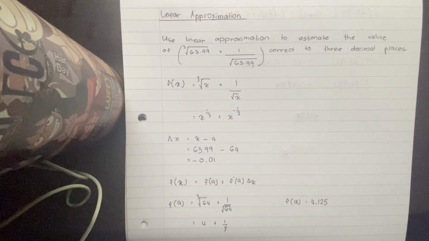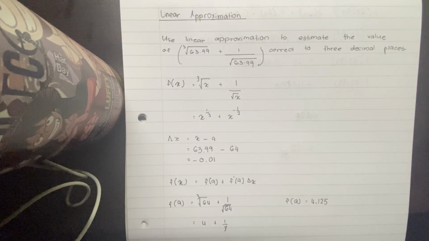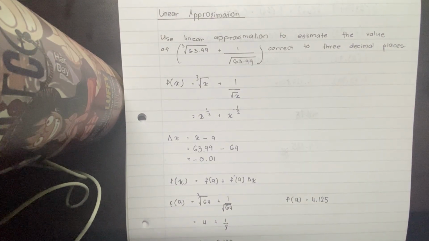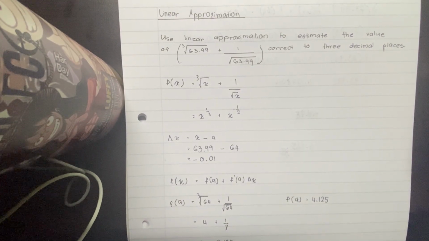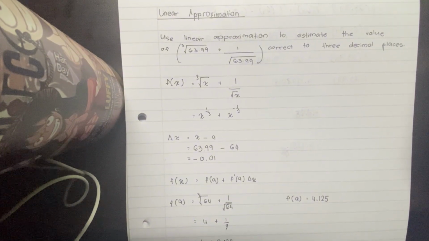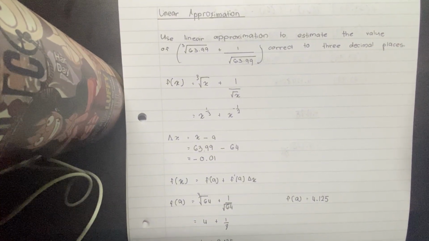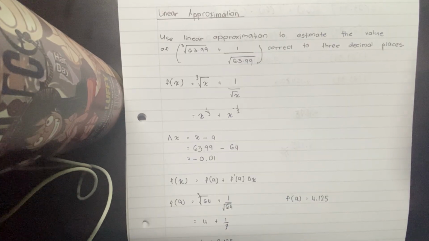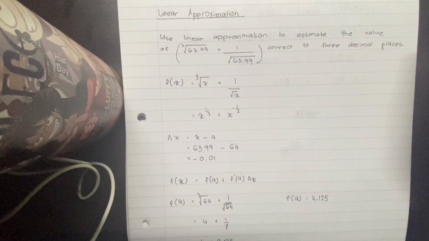Hello, I am NADZMIE and I will answer the question for linear approximation. So the question is, use linear approximation to estimate the value of the cube root of 63.99 plus 1 over the square root of 63.99, correct to 3 decimal places. But we have a problem, which is 63.99 is not a perfect number for cube roots or square roots, so calculating this by hand is difficult. So we need to use linear approximation to find a very close estimate.